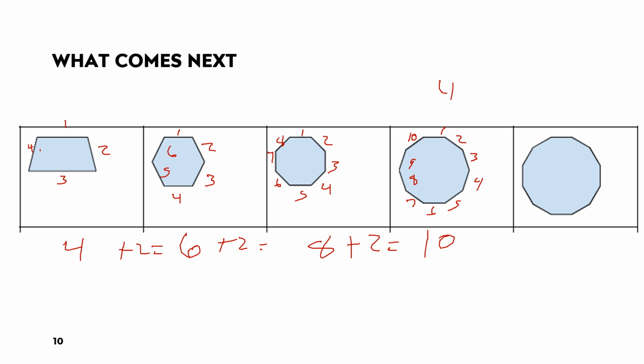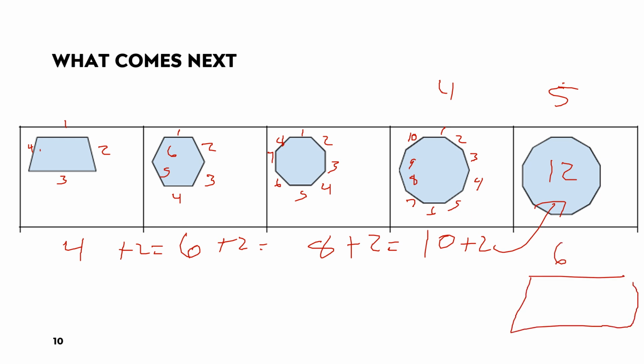Then how many sides do you think this last extra shape has? This would be shape number 5. If you said 12, you're correct because 10 plus 2 is 12. And then if we had box number 6, how many sides would this one have? Well, 12 plus 2 is 14, so that should have 14 sides.